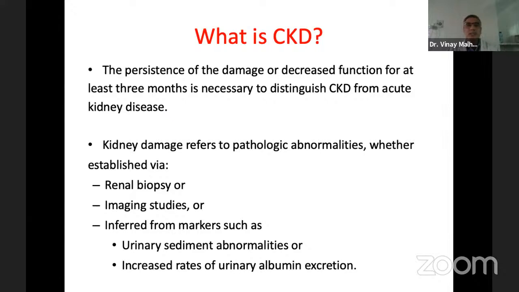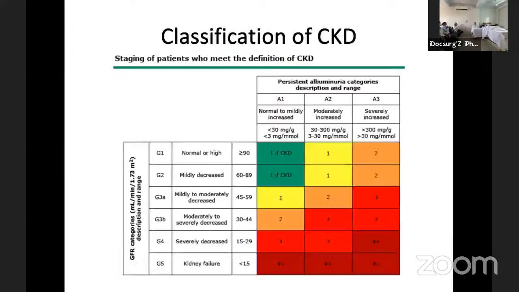So what do we mean by kidney damage? Kidney damage may be pathological abnormality, whether it is established by renal biopsy or imaging studies. For example, a patient of polycystic kidney disease on imaging is a patient of chronic kidney disease. Or if you have various markers like urinary markers, urinary sediment abnormality, presence of proteinuria for more than 3 months, that means the patient is CKD. So not only GFR, if you have evidence of kidney damage on the basis of pathological abnormality, established on the basis of biopsy, imaging study, and other blood or urinary markers.